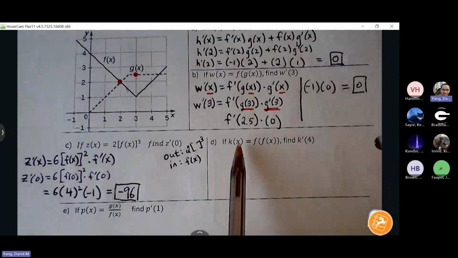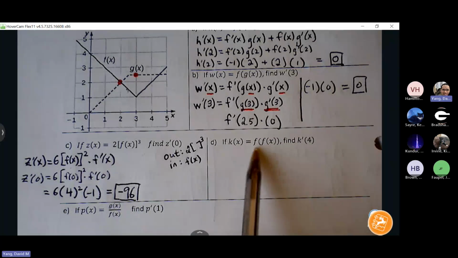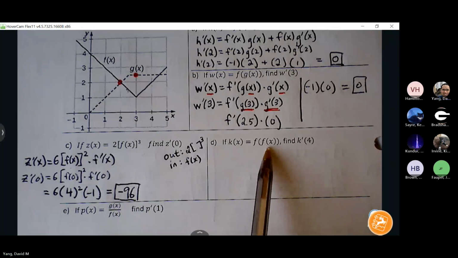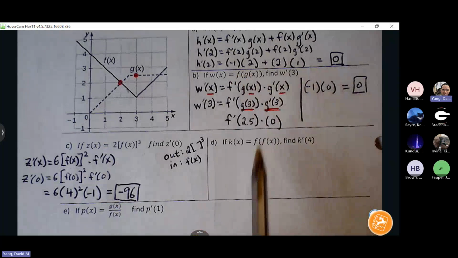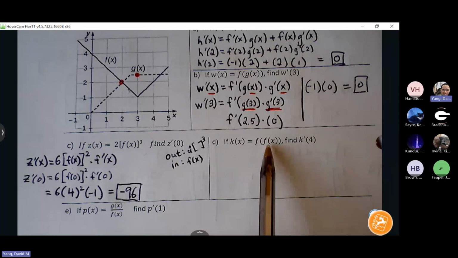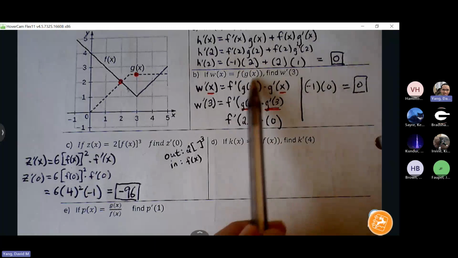Okay, f of f of x. What rule do we use here? Chain rule as well. Right? It just seems strange that you're using the same function. We're inserting the same function into itself. So f of f of x, we got to go through chain rule as well.